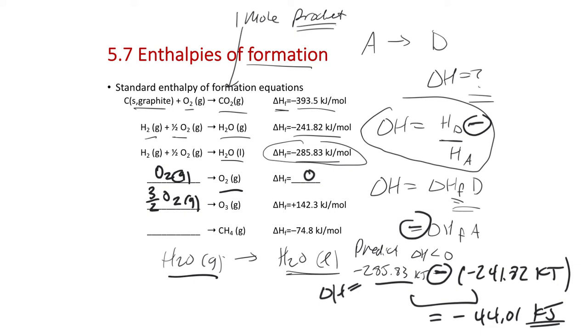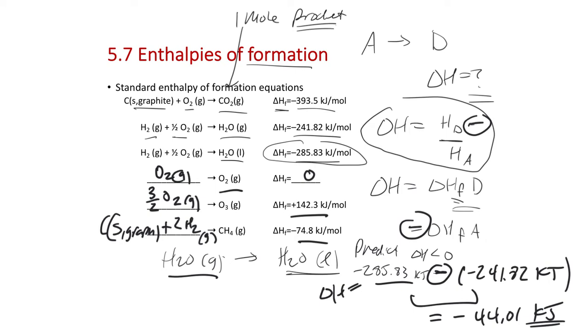So the formation reaction is forming a substance from its elements in their standard state and forming 1 mole of that substance. For CH4, the formation reaction would be carbon solid, graphite, and then plus H2 in the form of gas.